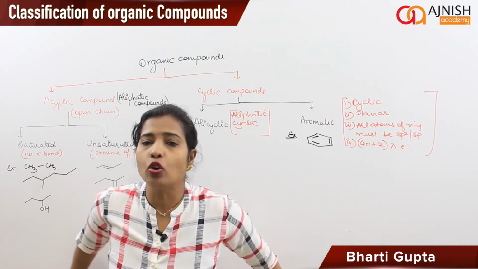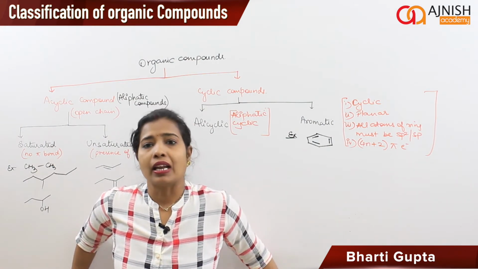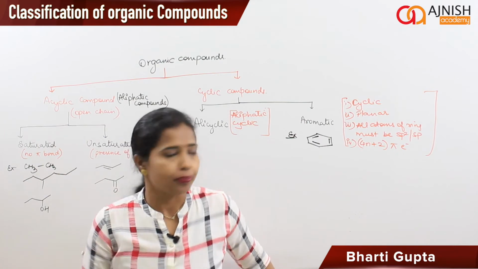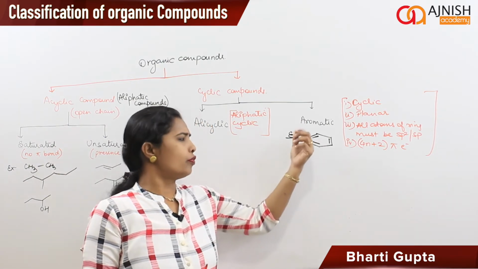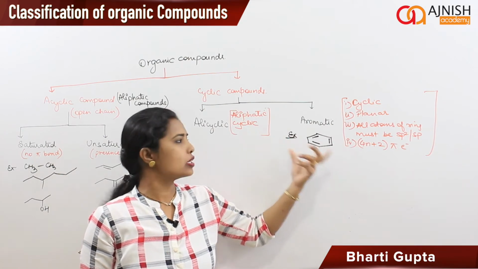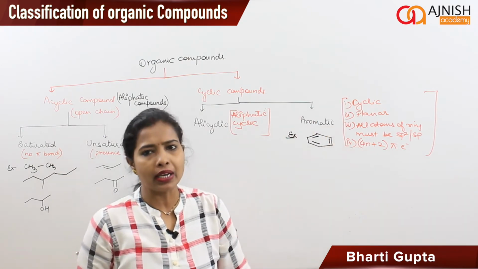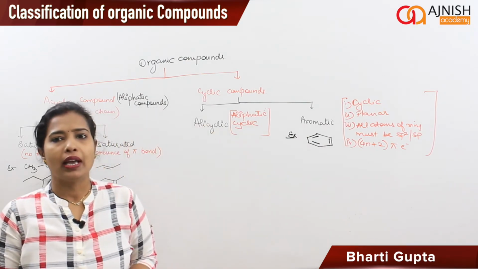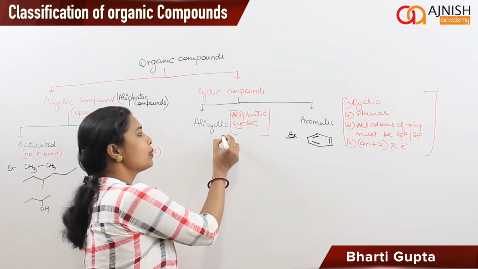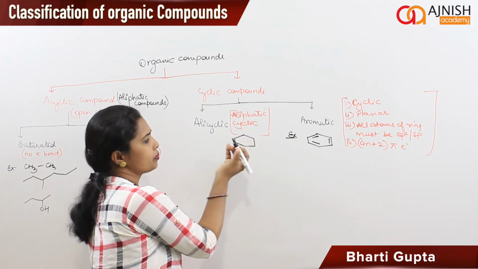I'll make a separate video to identify whether compounds are aromatic or not aromatic. So as of now, you can consider that any compound containing a benzene ring is aromatic, or other compounds which satisfy these conditions are aromatic, and all others come under the category of alicyclic. Now for this alicyclic compound, we can have cyclohexane as an example.